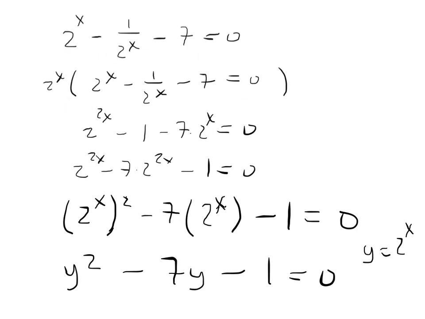So if I multiply everything through by 2 to the x, 2 to the x times 2 to the x is 2 to the x plus x, or 2 to the 2x. 2 to the x times 1 over 2 to the x is going to give you just 1. And 2 to the x times 7 is going to give you 7 times 2 to the x. Go ahead and rearrange those terms now. 2 to the 2x minus 7 times 2 to the x minus 1 equals 0. Note that's going to be 2 to the x quantity squared minus 7 times 2 to the x minus 1. If I go ahead and let y equal 2 to the x, I've got my quadratic pattern, y squared minus 7y minus 1 equals 0, and I could go ahead and try and solve.